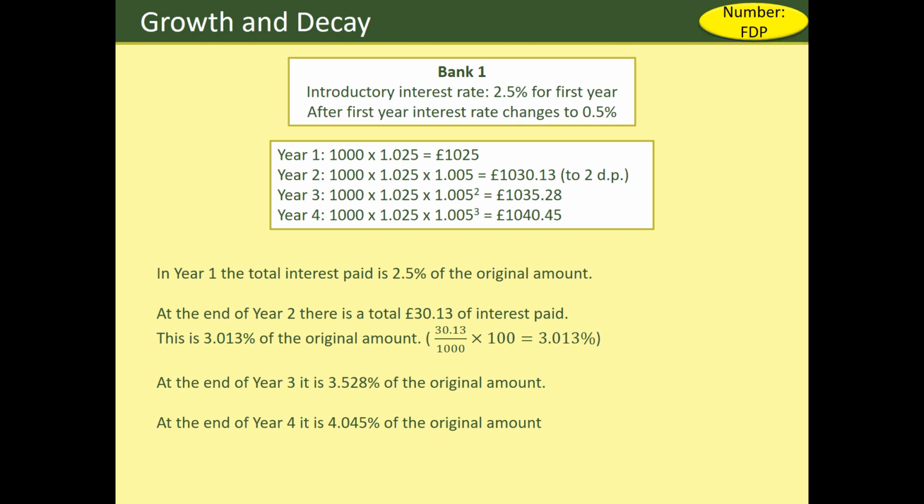Now, this is obviously looking at an exact value. But we might want to know what it is as a percentage of the original amount. So for example here, Bank 1 in year 1, the total interest paid was 2.5% of the original amount. Not surprising, it was a 2.5% rate. At the end of year 2, there was a total of £30.13 of interest, which is 3.013% of the original amount. And then we can do the same thing in year 3 and year 4, and we use our formula to calculate percentage change. It's a £30.13 increase out of £1,000.